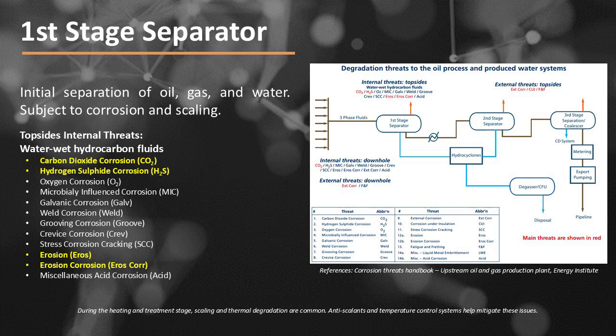Number 11 is erosion, caused by high-velocity fluids or entrained solids impacting the internal surfaces of piping and equipment. This leads to material loss and thinning, especially at bends or restrictions.